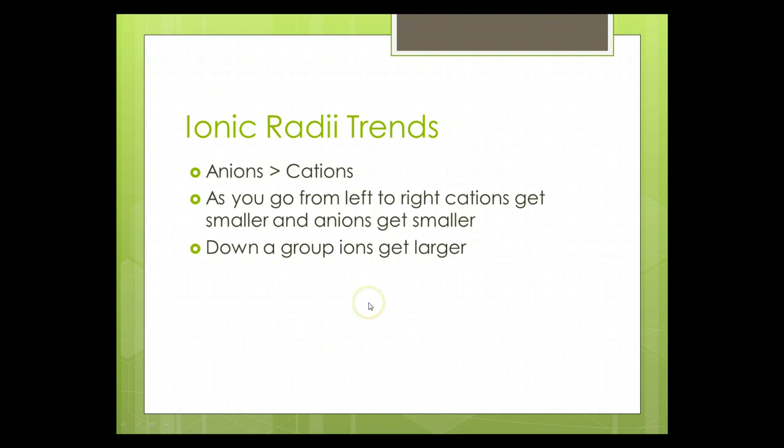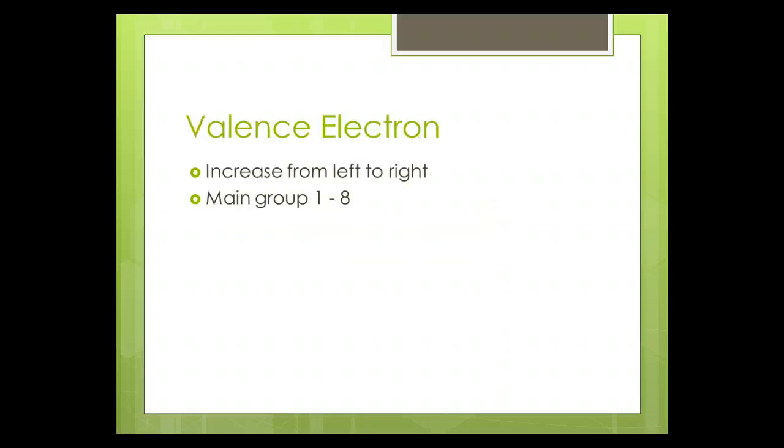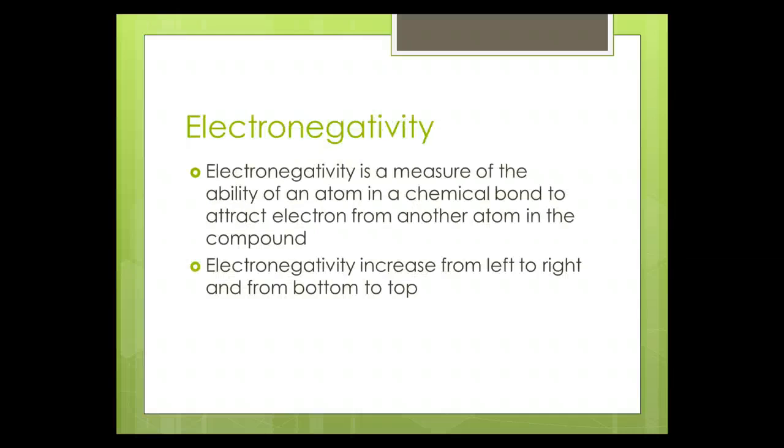So, anions are always larger than cations, and as you go from left to right, cations get smaller, and the anions get smaller. If you go down a group, anions or cations all get larger. Valence electrons increase from left to right for the main group elements 1 through 8, or 1 and 2, and then if you count 13 through 18 depending on your periodic table, we go from 1 to 8 electrons.